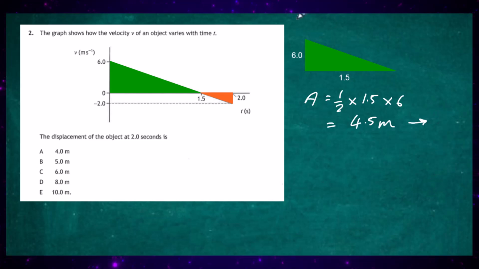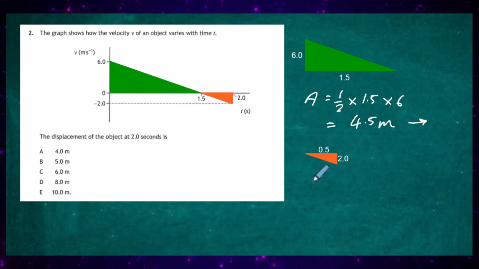Now let's look at the triangle which is below the line here, and remember we work out the area of that and subtract it from the green triangle to get the full displacement. So there's that little triangle here. It is actually 0.5 meters in length because we're going from 1.5 to 2. The height of the small triangle is 2, but we're going down to -2. So we've got an area to find of this small triangle.